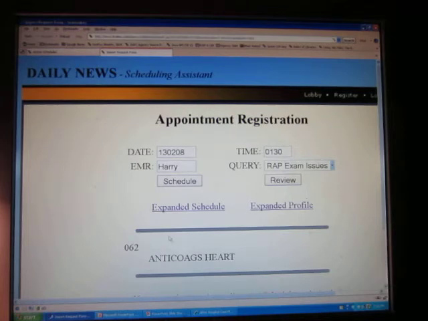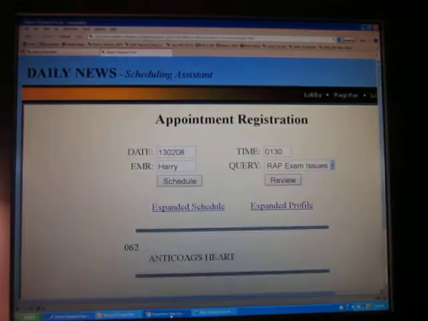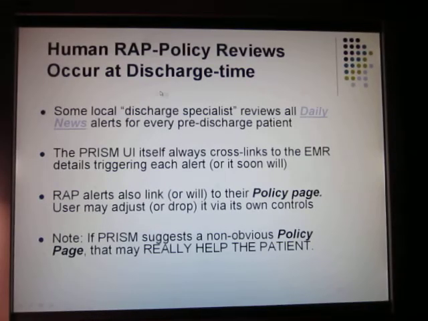Document 62 in his EMR has indications here of anticoags and heart. Well, that's not too surprising because he's in for some heart problems. We're not going to worry too much about that right here because normally there would be links there. Those are still missing in our current state of development.